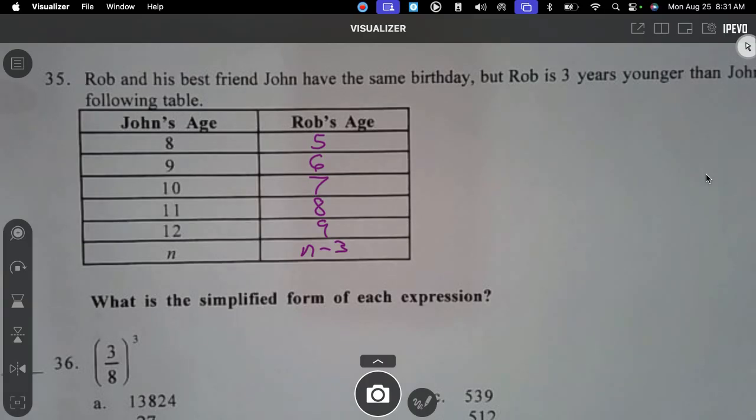Complete the following table. That's it. Okay, did everybody get that? Do not put 10. Some people do it every year. 5, 6, 7, 8, 9, 10. But it's n minus 3. You're just following your pattern.